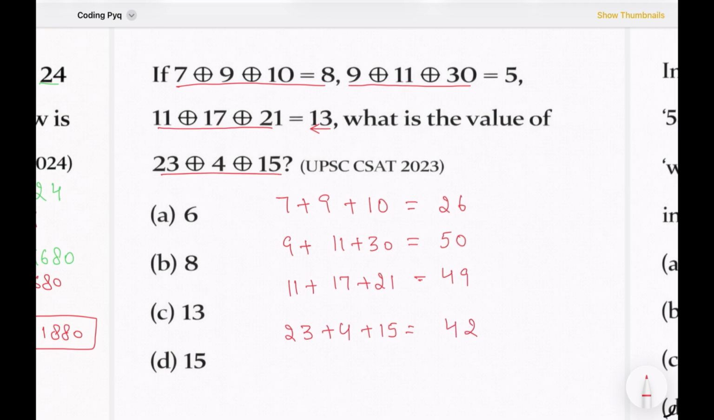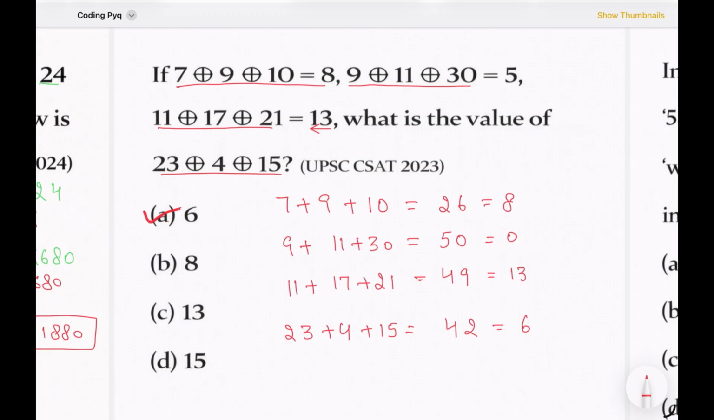Now how can 26 be written as 8? If we add 2 plus 6, we get 8, and if we add 5 plus 0, we get 5. 4 plus 9, we get 13. And 23 plus 4 plus 15 is 42, and 42 on further addition we get 6, and 6 is an option, so option A is the correct answer. So here we are just adding up the numbers and then summing up the digits of the resultant numbers.